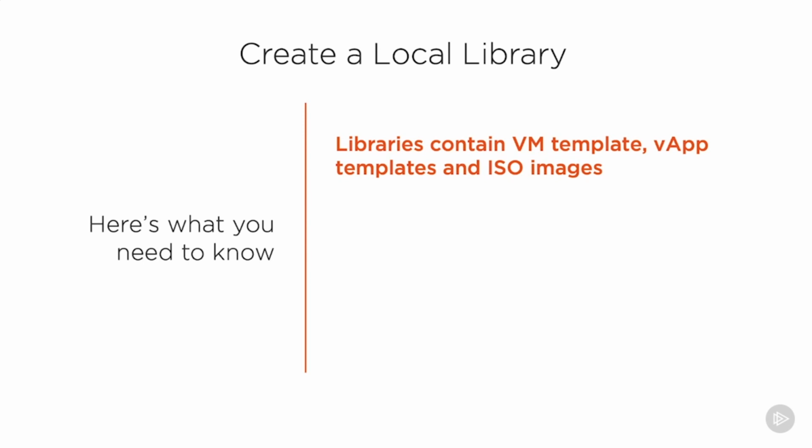Content libraries contain virtual machine templates, VApp templates, or even other files like ISO images and text files. The primary purpose being to easily deploy virtual machines. It's like a library of templates and ISO images.